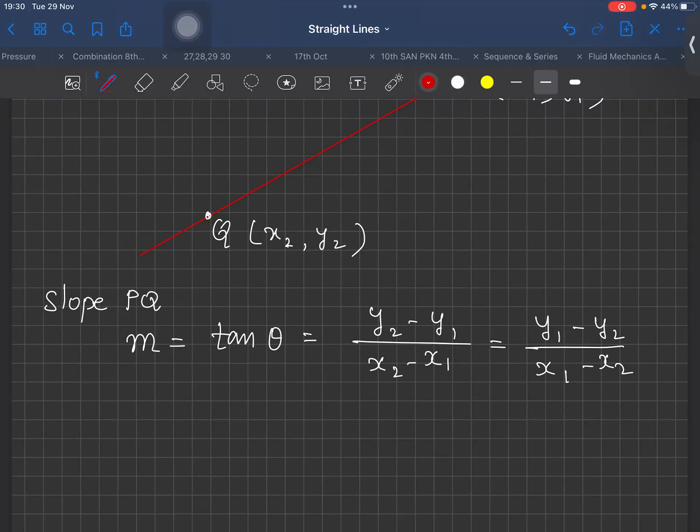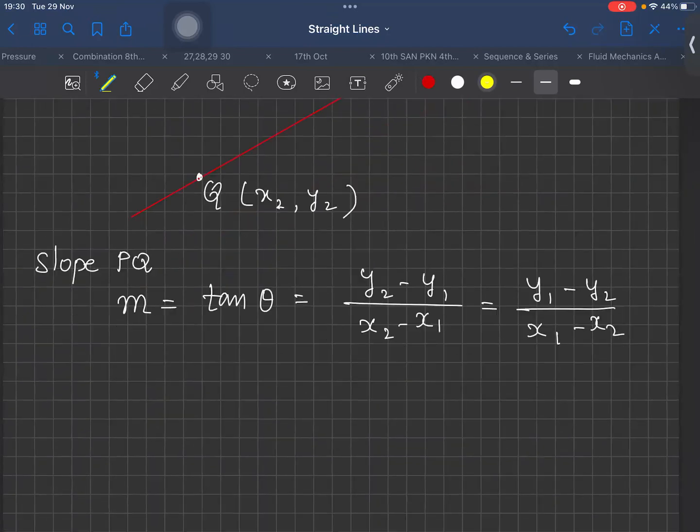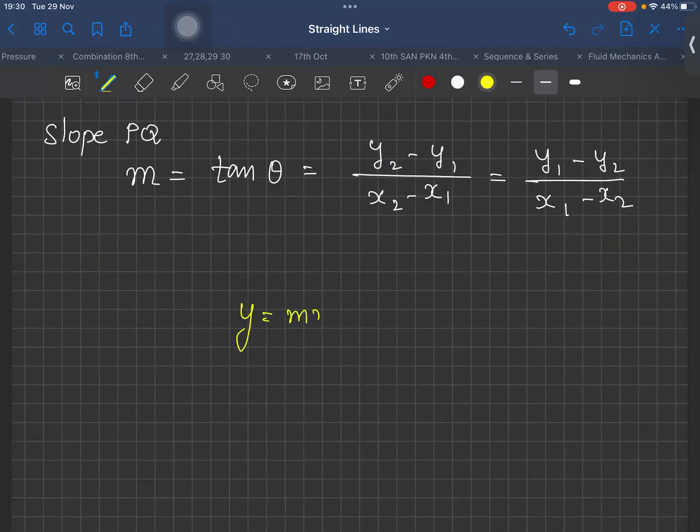One equation of a straight line that I wanted to write is y is equal to mx plus c. This equation will always define any straight line. You just need to find the value of c and the value of m. That's it. We are going to study more about this in tomorrow's class.